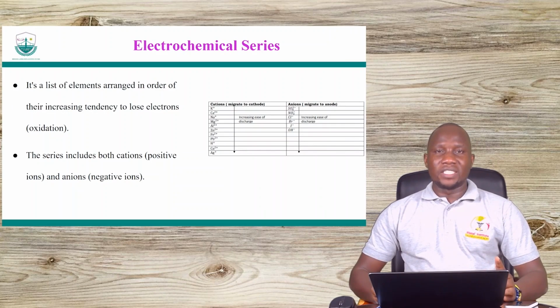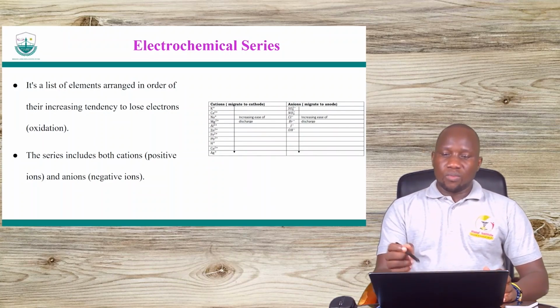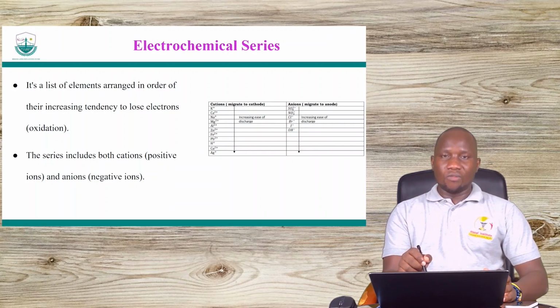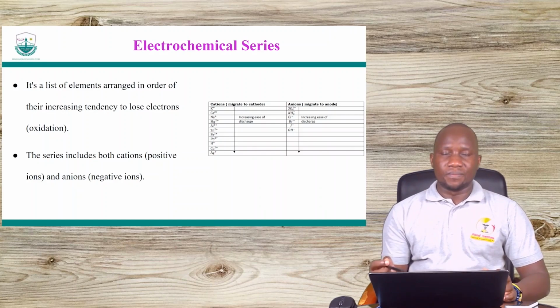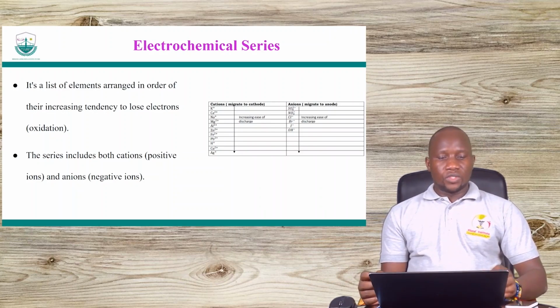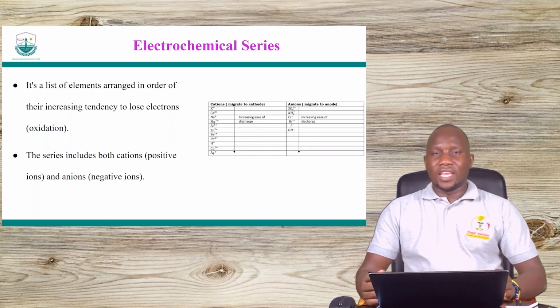It's the list of elements arranged in order of the relative ease with which they can lose electrons, which is oxidation basically. Loss of electrons is oxidation. So potassium, calcium, sodium, magnesium, aluminium, zinc, iron 2, lead, hydrogen ions, copper, and silver, increasing ease of losing electrons. That means that the one down easily loses compared to the one up. It's the same thing with the anions also here. Okay, so that electrochemical series has ions, the cations and the anions.